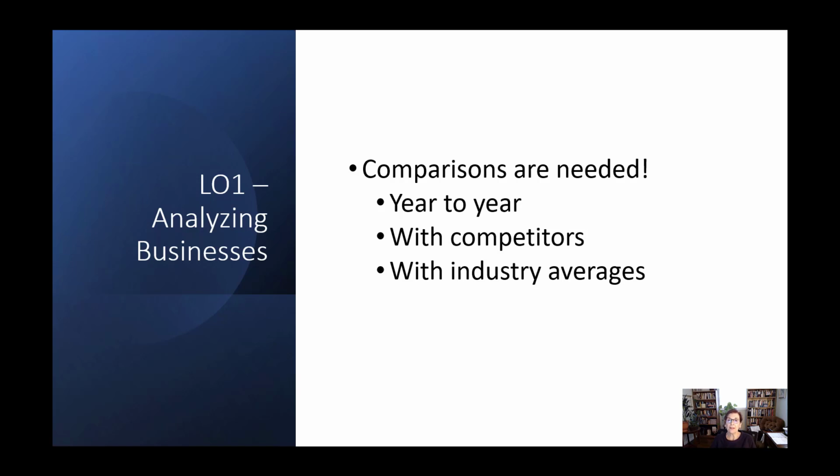One is year to year. So, for example, if our company that made $100,000 in net income this year, last year made $40,000 in net income, we'd say, wow, okay, well, their net income went up a lot compared to last year. Then, of course, you want to look at why. We could compare with competitors.